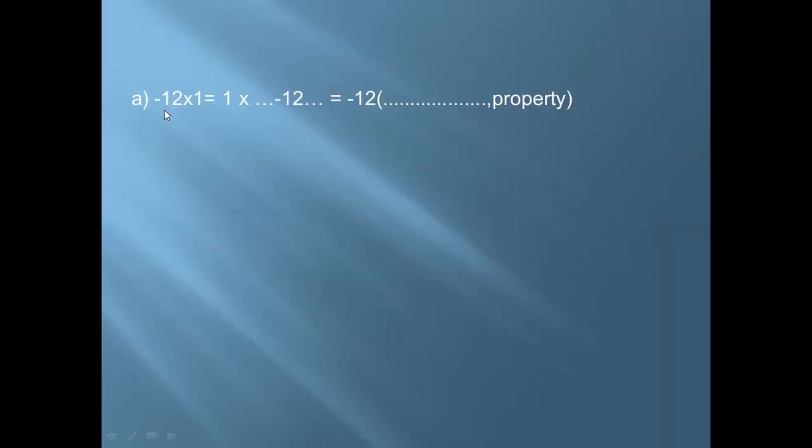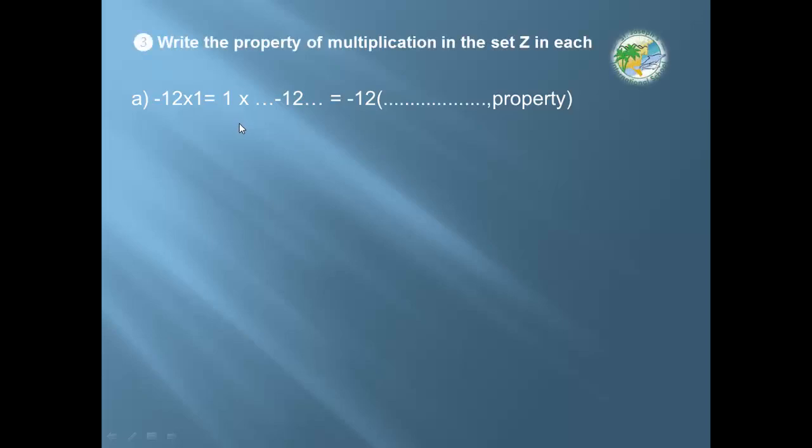طيب negative 12 times 1 equal 1 times negative 12. عملنا ايه؟ طيب which property? طبعا final answer equal negative 12 لان 1 times 12 equal 12, different sign يبقى equal negative sign. طيب which property دي؟ Commutative property. Commutative property. Fine. Negative 5 times 9 times 7 equal negative 5 times 9 times 7. Okay.